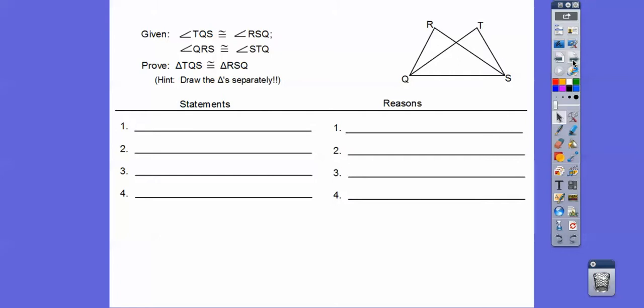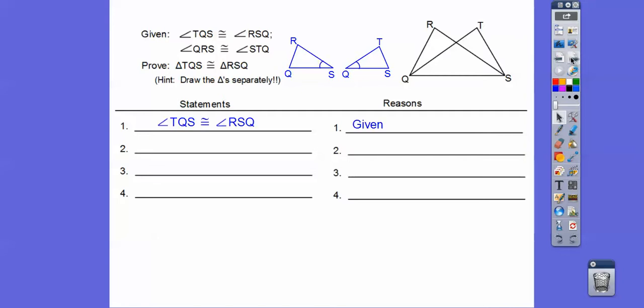All right, so here's a proof right here. It says draw those triangles separately. So go ahead and draw those guys separately, and we're going to get this triangle congruent to this triangle. So let's go ahead and put the givens down. TQS is congruent to RSQ, so these little guys are congruent. Make sure you mark it right there, okay?